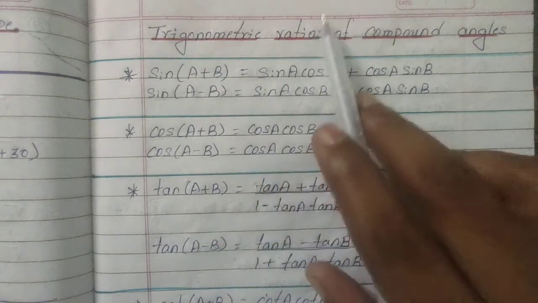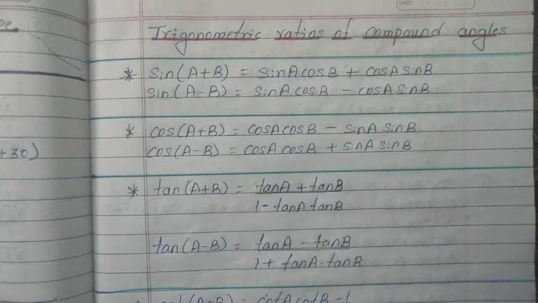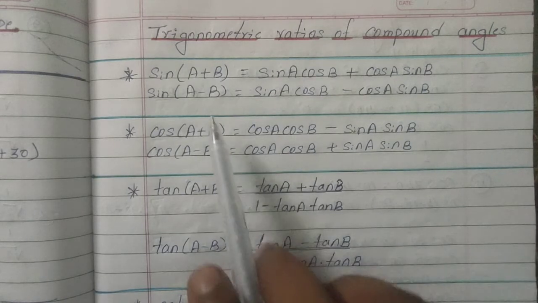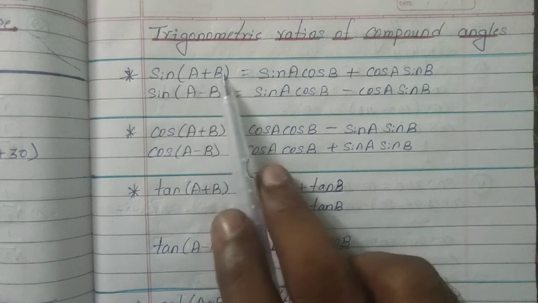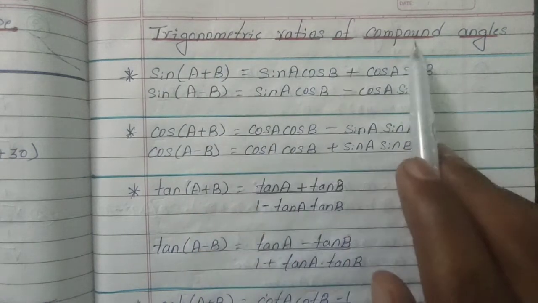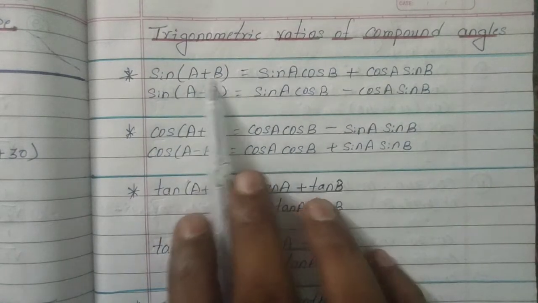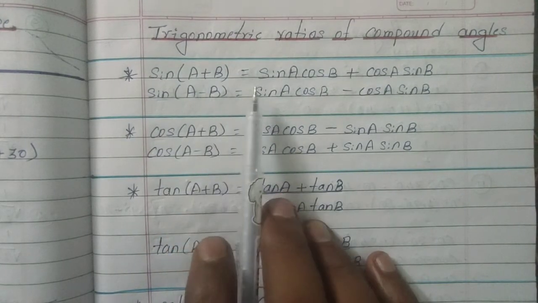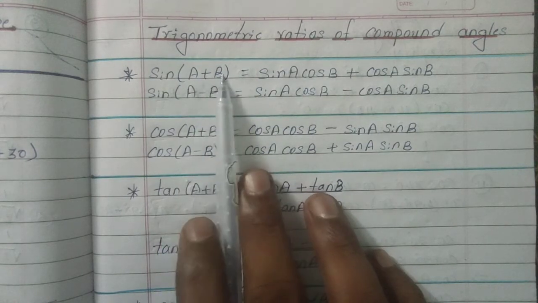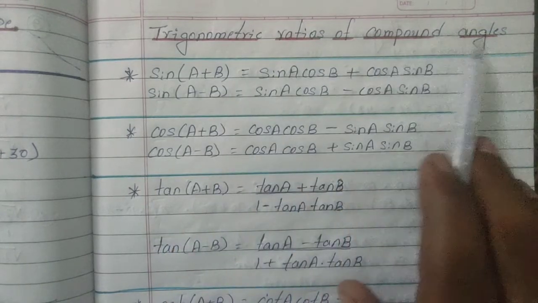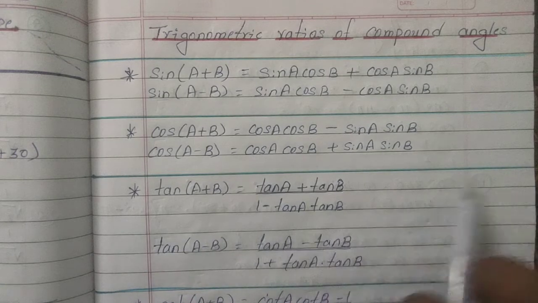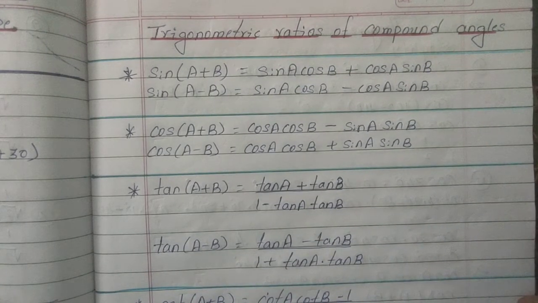Suppose I say only sin A, that is a trigonometric ratio involving only one angle, that is A. Suppose the trigonometric ratio involves two angles, then it is said to be compound angles. These two angles may be added or subtracted. So when we combine two or more angles, that is said to be compound angles. Now in this lesson you need to learn all these formulas.